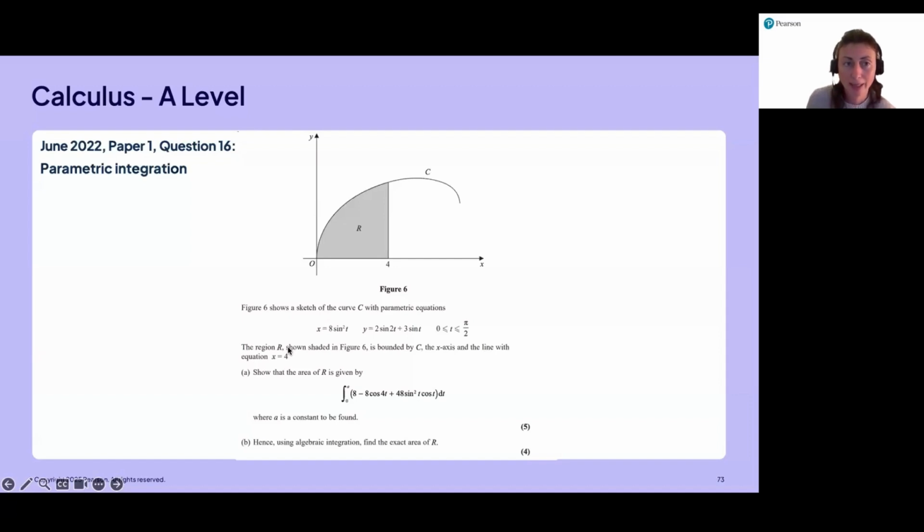Here, parametric integration. A really fab question. June 2022, quite near the end, if not the end of the paper, question 16. Take a moment. So part A is a show that question. So they'll need to differentiate x, so dx by dt. We've got a sine squared, so we're going to be using chain rule there.